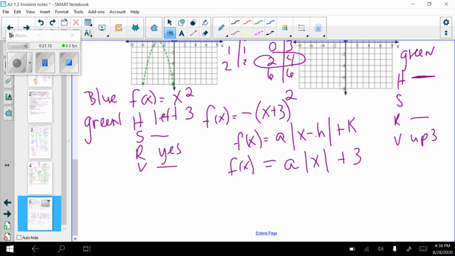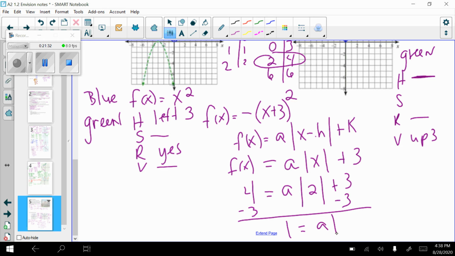Remember, f of x is the same thing as y. So I had 4 for my y value equals a, my x value was 2, and then plus 3. This I want to solve. I can subtract 3 from both sides. So now I have 1 equals a times the absolute value of 2. To get a by itself, I simply need to divide by 2. So I see that my a is 1/2. So it had a stretch value of 1/2.